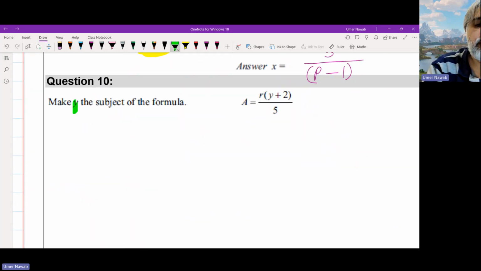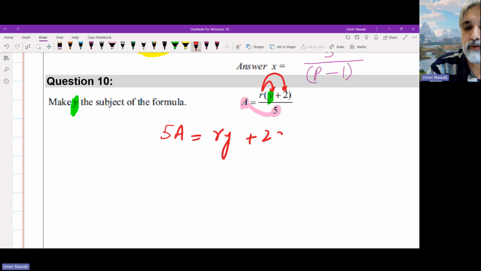Now, in the question number 10, I want to make y as a subject. So step by step, cross multiplication is the first step. So 5a is equals to, and multiply r with y and r with 2, which is 2r. Y is your subjective term. Allow me to send the plus 2r to the left.